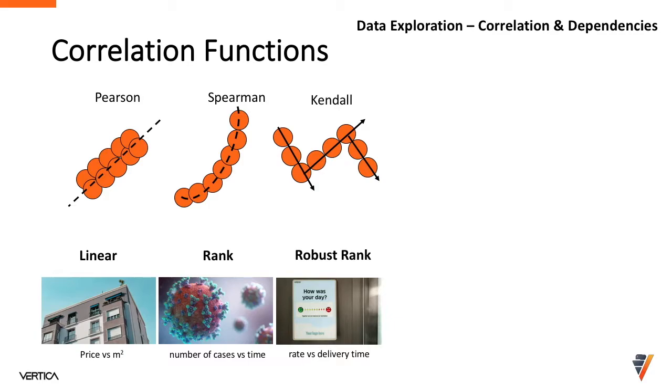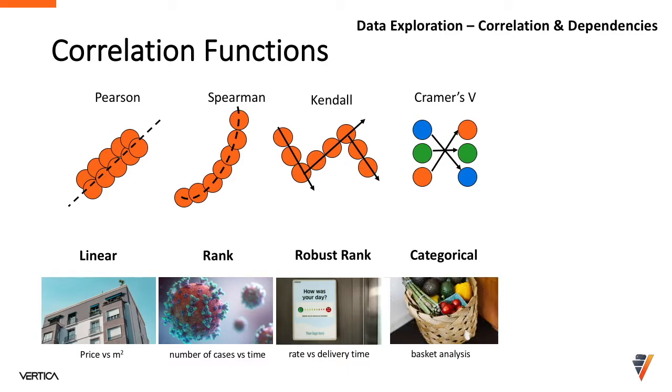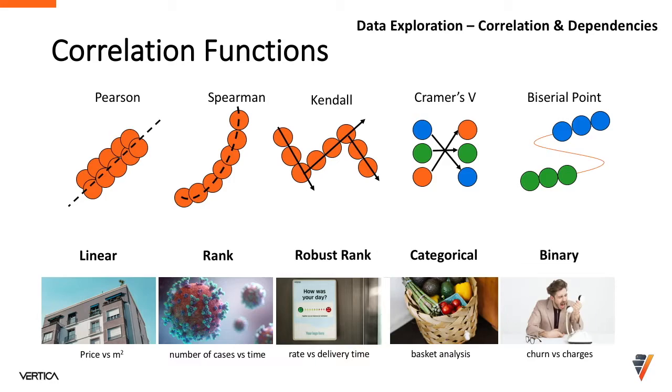If we need to find correlation between two categorical variables, Cramer's V is the only known technique. An example can be basket analysis, where we try to identify links between different articles. A last correlation function exists. It is called Biserial Point. It can be used to compute correlation between a binary response and another numerical feature. A possible example could be computing correlation between churn and the total charges for a telco operator.